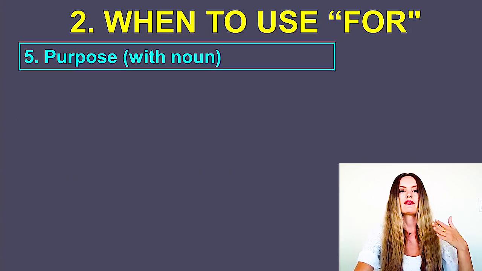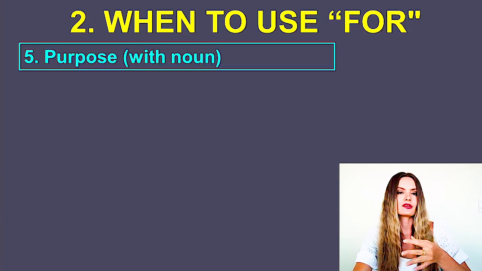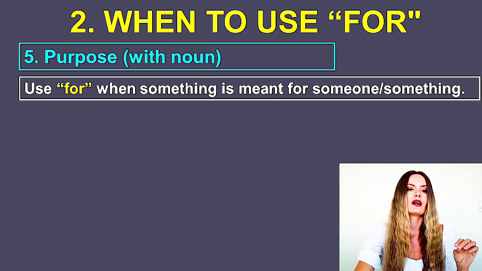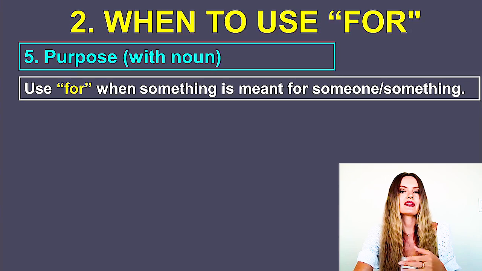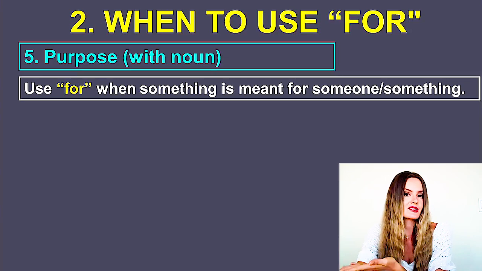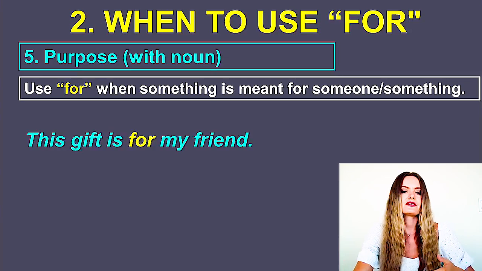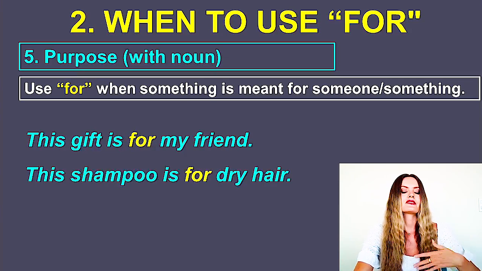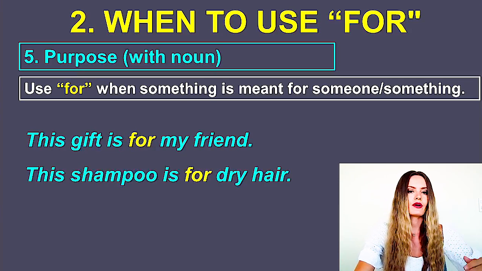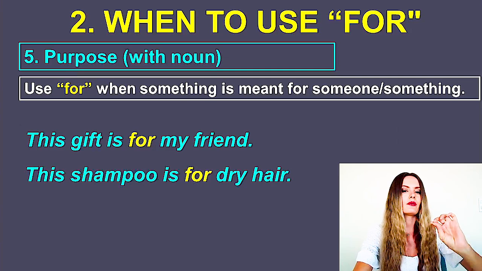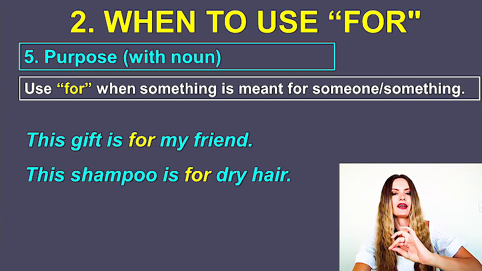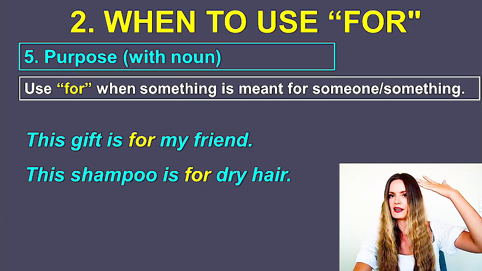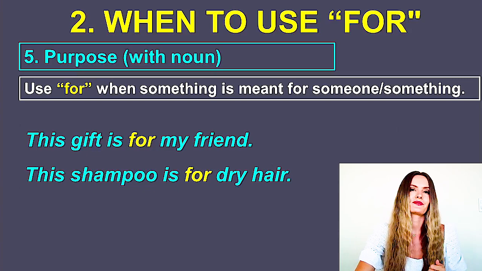And here we have a purpose with a noun. This is what we were just talking about. Use for when something is meant for someone or something. This gift is for my friend. This shampoo is for dry hair. For a noun. For my friend. For dry hair. Hair is a noun. All right?